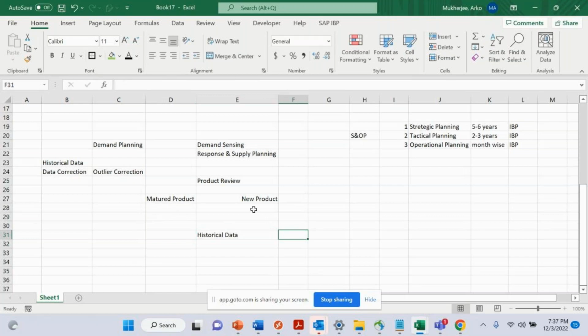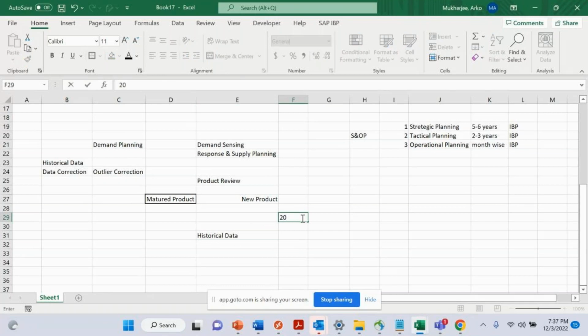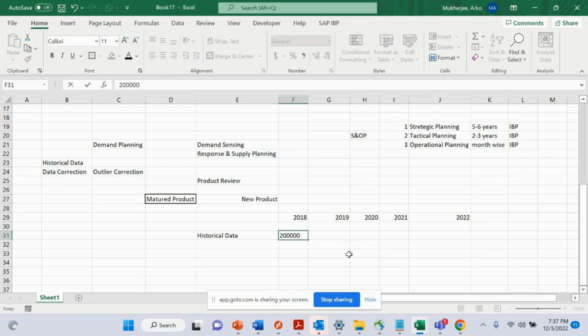Historical data is there in the business. Now I'm talking about mature products; then I will come to the new products. For mature products, we have historical data. Say, at a very high level, for the year 2018 and then up to 2022, my business has sold 2 lakh quantity here, 3 lakh quantity here, and 2 lakh 50 thousand here.